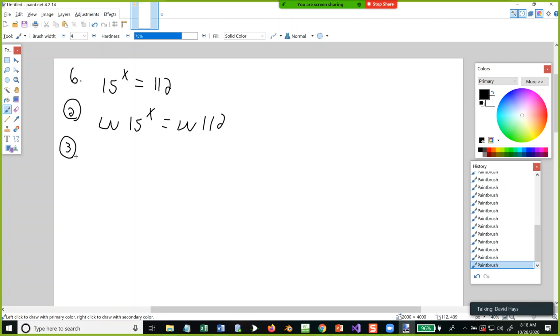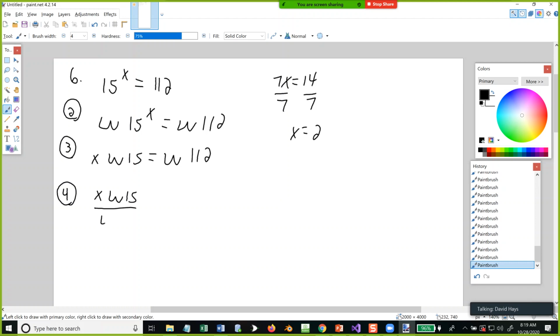Step three, use properties of logs to get the variable out of the exponent. We can take the x and put it out in front. So we're going to have x natural log of 15 is equal to natural log of 112. Now, if I were to put natural log of 15 in my calculator, that just gives me a number. It's a decimal. So remember before when you had a number next to a variable and you're solving, you divide both sides by that number. It's no different here. Since natural log of 15 is just a number, we're going to divide both sides by natural log of 15.